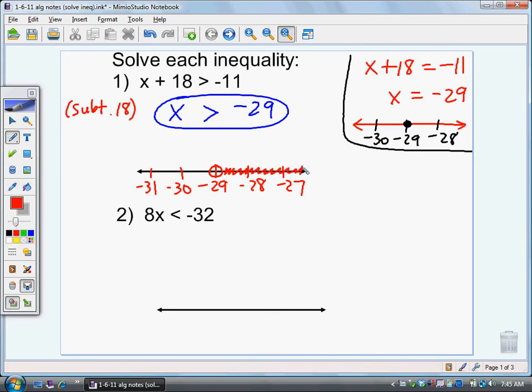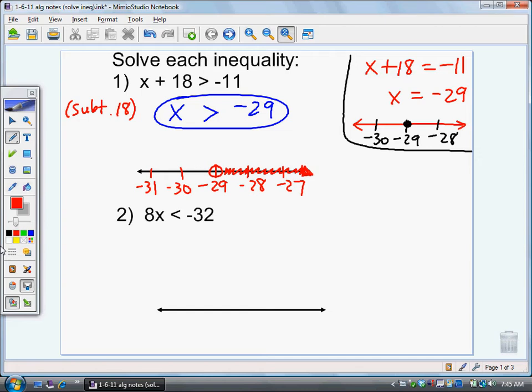So I have this when I put it on the number line. So I'm showing my solution. And I've shaded all of the numbers that are greater than negative 29. A simple way to check it is to take any of the numbers that are shaded, negative 28 or negative 27, put it in where x is, and make sure you get a true statement. Negative 28 is greater than negative 29, so that's correct.